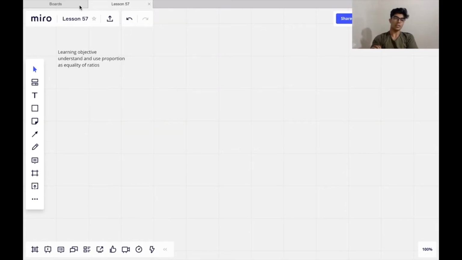Okay, so today's learning objective is to understand and use proportions as qualitative ratios. That's a very obscure sounding learning objective, and it's actually pulled straight from the specification. A lot of these learning objectives are, but this is a specific point in the specification, and it's a bit hard to know what this means, and even to explain what it means.